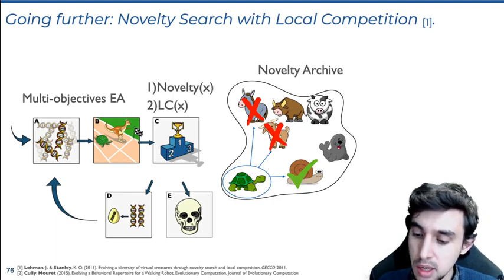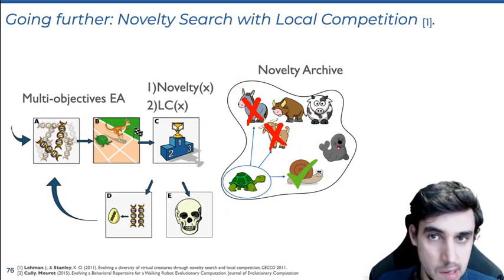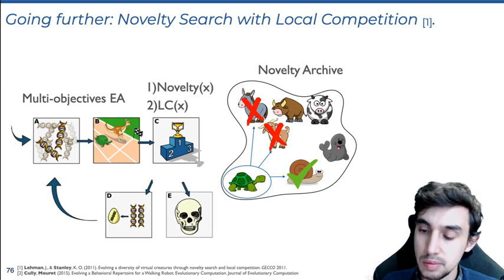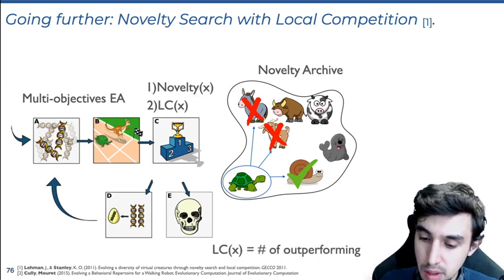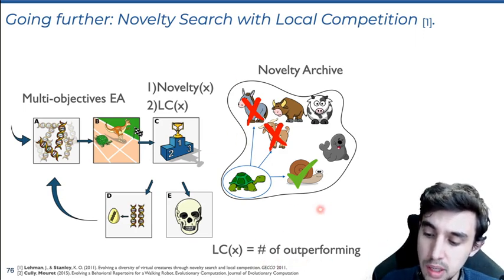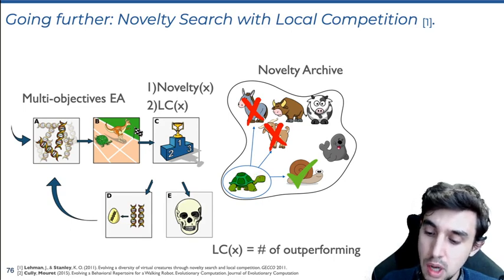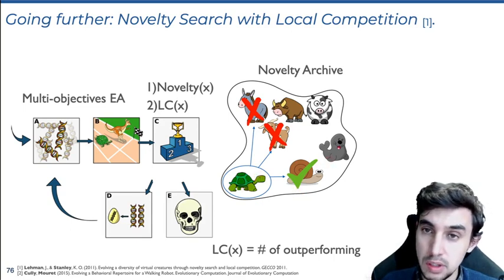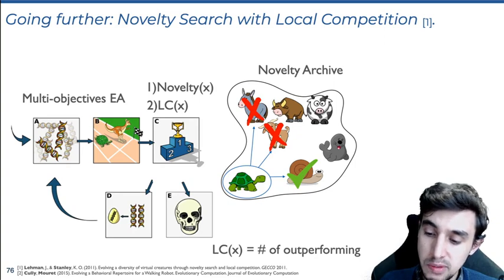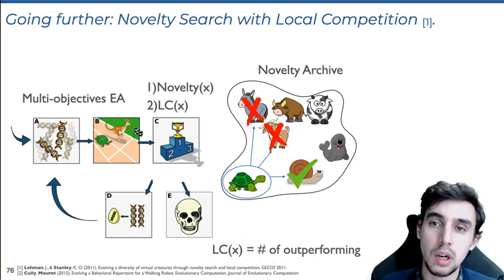So typically here we will have the tortoise competing against only the k nearest neighbors, the same neighbors that we use in novelty search. And the way the local competition score is used is simply the number of the k nearest neighbors that the solution outperforms. So here you can see that the tortoise outperforms the snail, but doesn't outperform the donkey and the goat. So here the local competition score will be only 1.